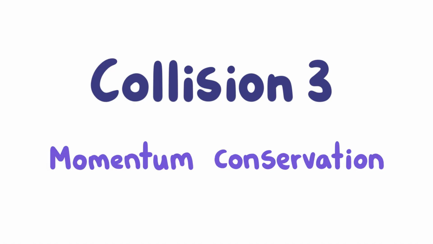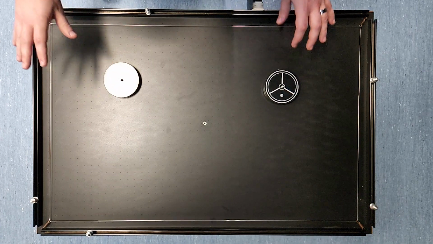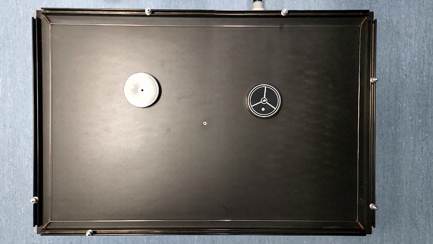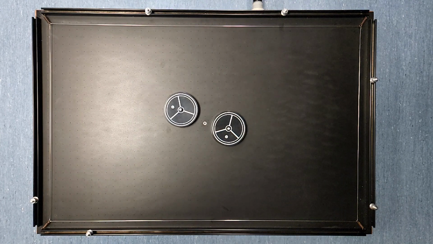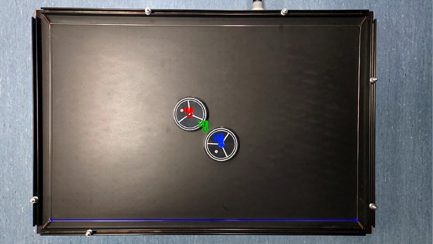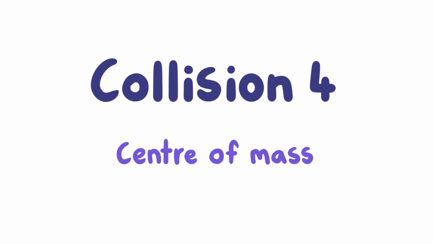Collision 3, momentum conservation. Because there are no unbalanced external forces, we can assume that momentum is conserved, meaning that the difference between the initial and final momentums should be 0. Using the tracker data to calculate the difference, we get a difference of 0.76%, small enough to dismiss as random error. Collision 4, center of mass.